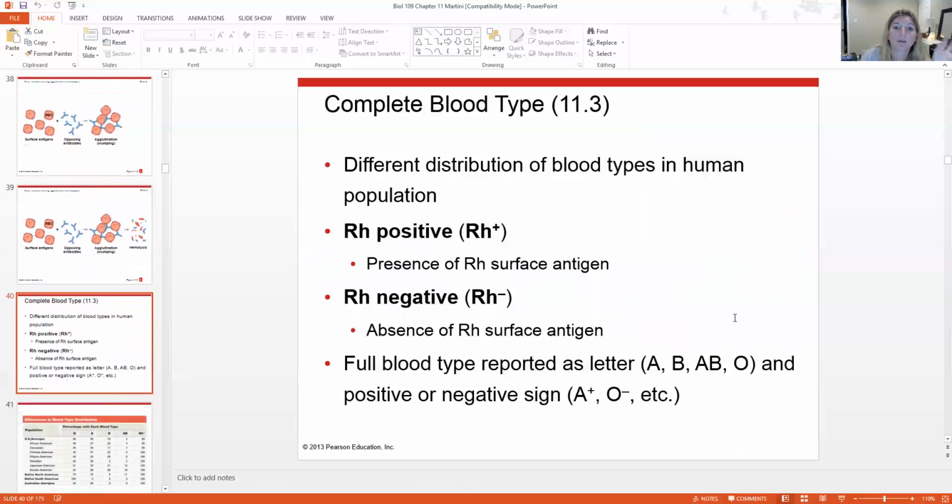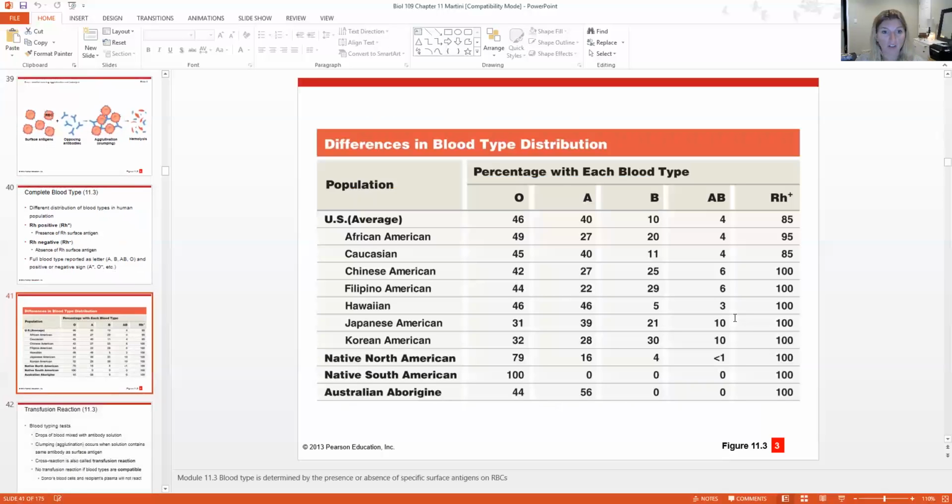Let's talk about complete blood type. A complete blood type is basically not just the A, B, or AB, but we're also talking about the rhesus factor, or Rh factor. It can be positive or negative. This is the D antigen that I was mentioning before. So an Rh positive person has this Rh surface antigen on their blood cells. An Rh negative person does not. So this is going to influence how your blood type is reported. You're either A positive or AB negative or O negative, right? That positive or negative is telling you whether or not you have that Rh factor.